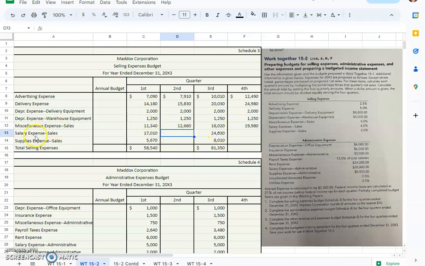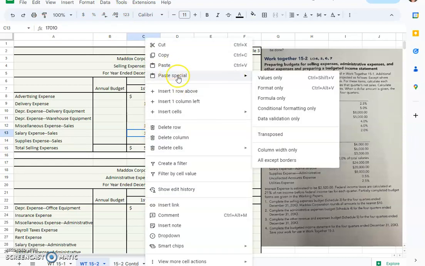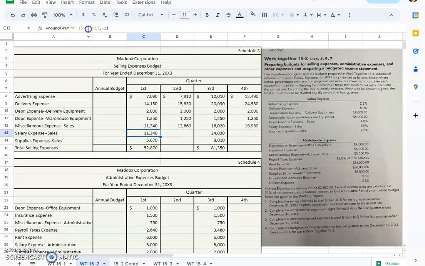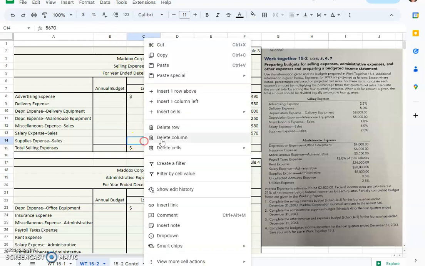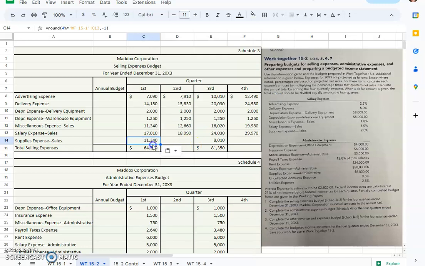Okay. And now salary expense for sales. That one is 6%, so we'll just copy this function and we'll paste it here. Formula only, we learned from our mistake, and make this a 6% and carry it across. And then this last one we'll paste again, and then it's 2%. So we change our percentage, and we'll carry it across.